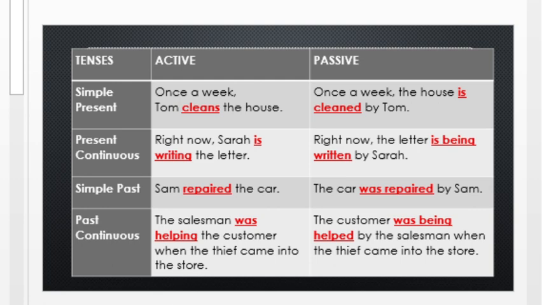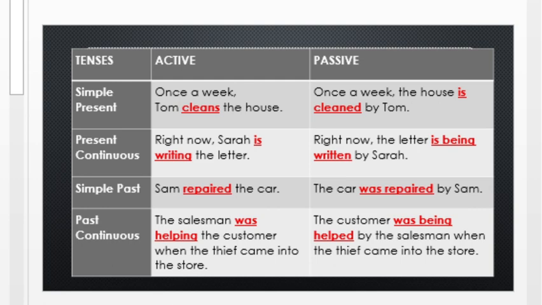Right, so moving on, the next one is the present continuous, in which it will involve is or are plus ing on the verb. So if you look at the active sentence, right now Sarah is writing the letter. So basically the verb is being added with is or are. Here we use is because the subject is only one, which is Sarah. And then of course because at that time Sarah is still doing the verb, the verb is added with ing, which is writing.